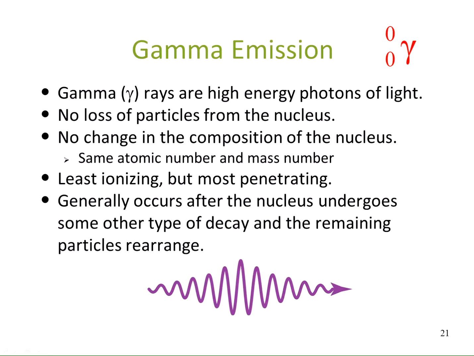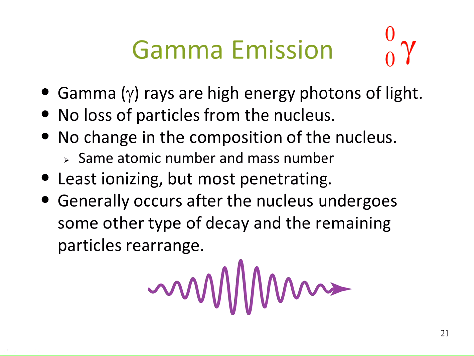Next we have gamma emission. Gamma rays are high energy photons of light, and you have no loss of particles from the nucleus. So you don't have any protons or neutrons changing. You're just losing a lot of energy. So there's no change in the composition of the nucleus, the same atomic number and mass number.